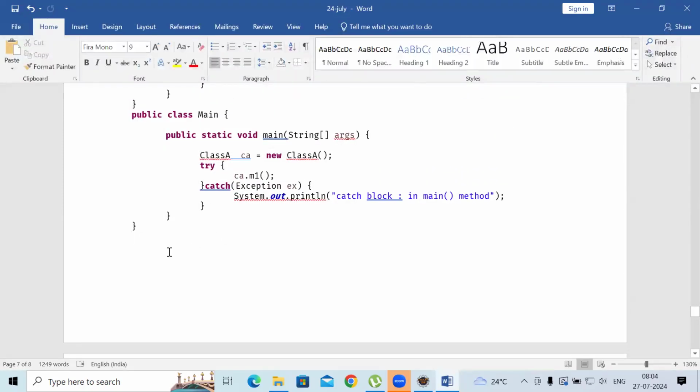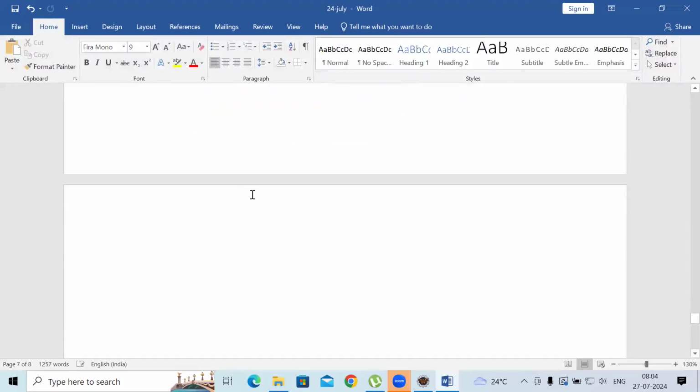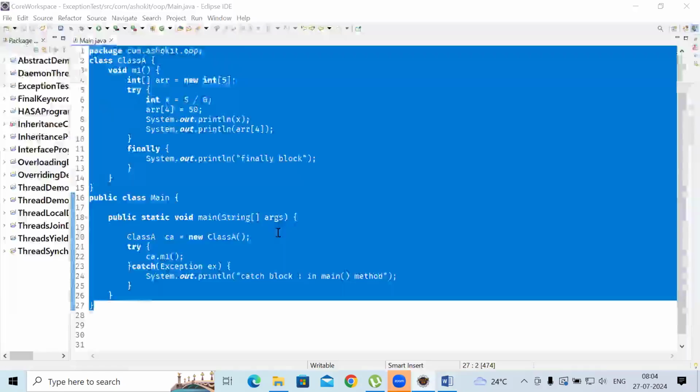So could you tell me what the output of this program is? First, finally block. Then the next line, catch block in main method. Guys, this is the example. There are multiple things here, so we will understand one after the other and see what is happening. Okay, let's go ahead.